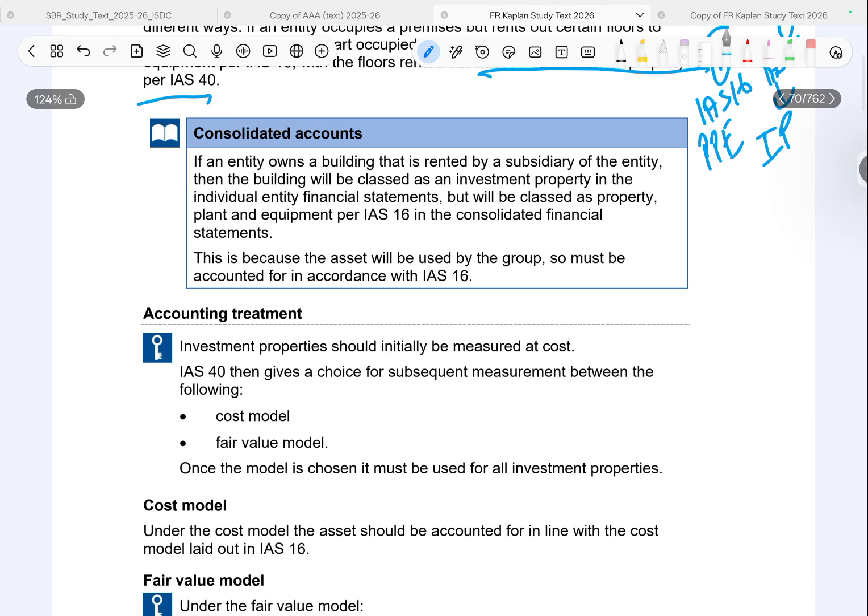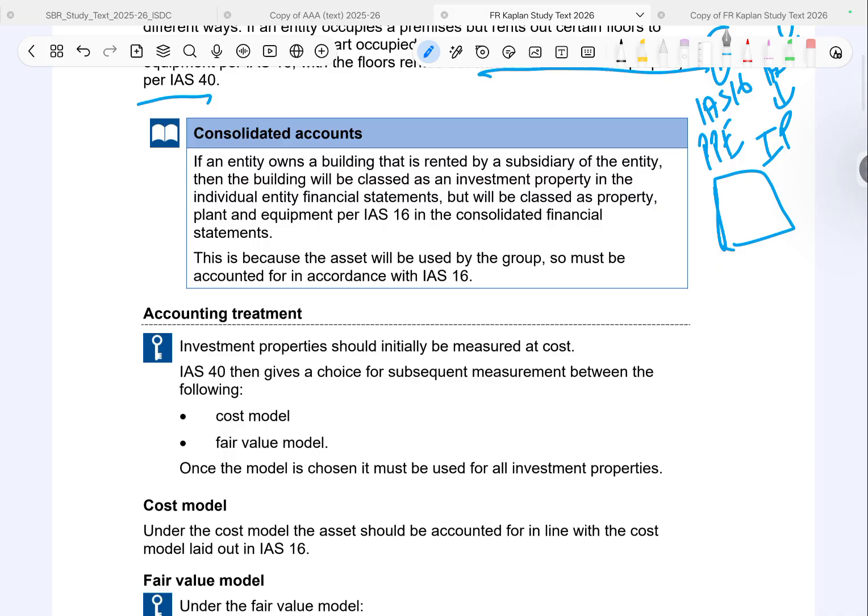Now let's talk about consolidated accounts. If an entity owns a building that is rented by a subsidiary of the entity, then the building will be classed as investment property in the individual entity financial statements, but will be classed as property, plant and equipment per IAS 16 in the consolidated financial statements. This is because the asset will be used by the group, so must be accounted for in accordance with IAS 16. Again, if you have a building being used by a subsidiary company, then in the main company's books I'll account for it under IAS 40, because of course I've rented it out to a subsidiary.